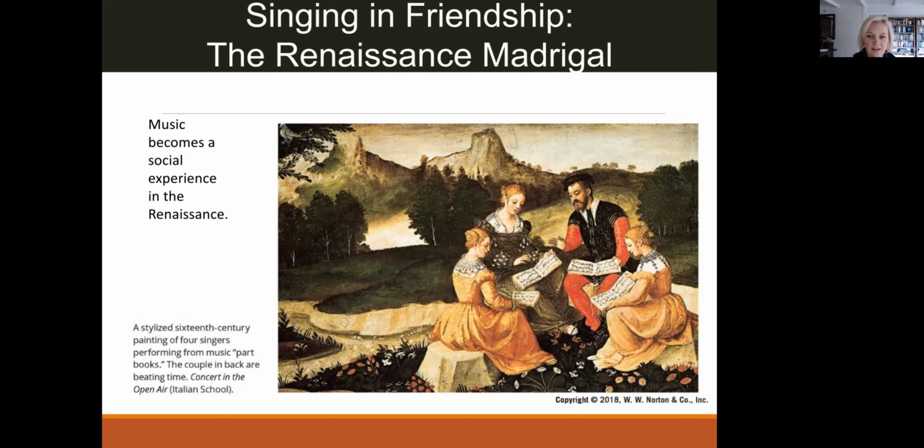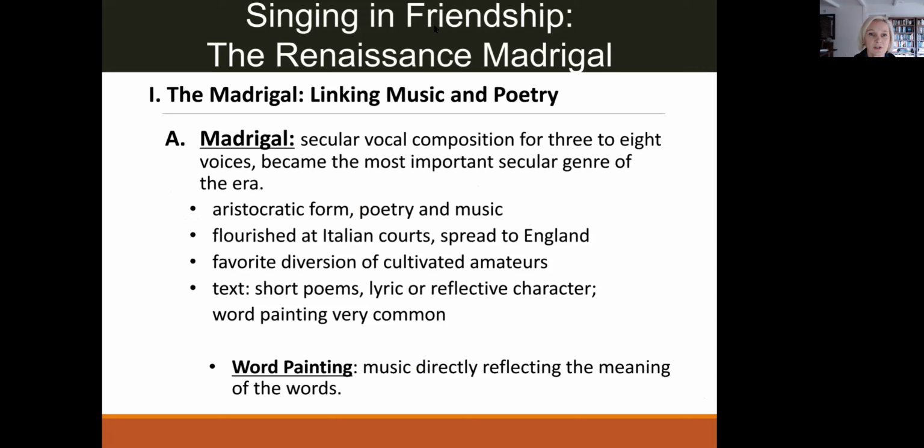We also see that women participate in music, and they were actually encouraged. It was part of their education to participate in music making and learning instruments and learning how to sing and things like that. So let's talk a little bit more specifically about the madrigal.